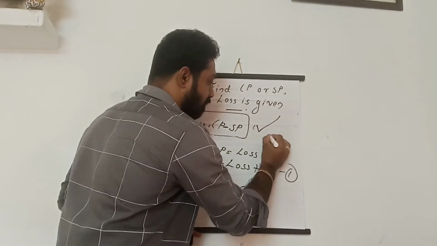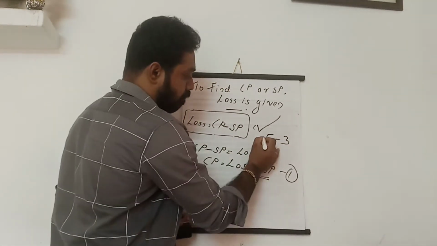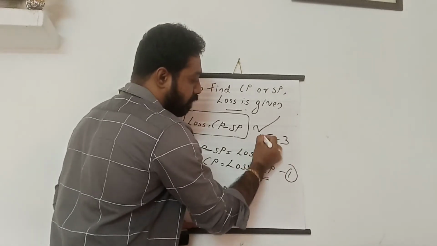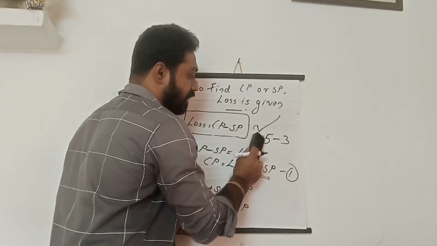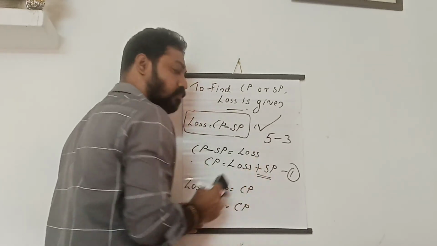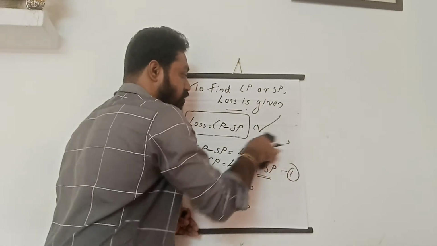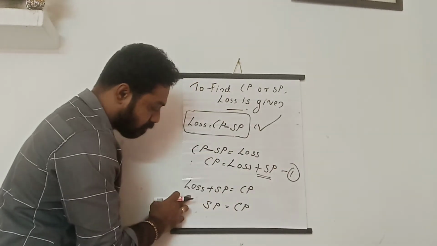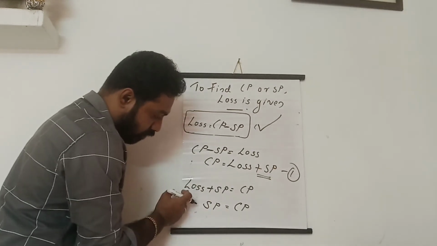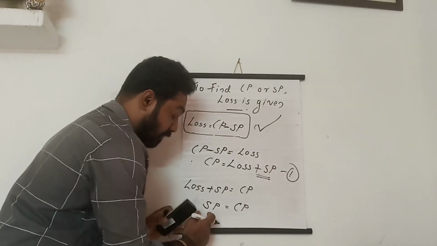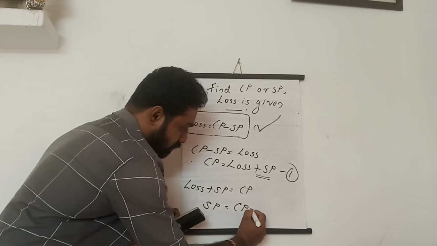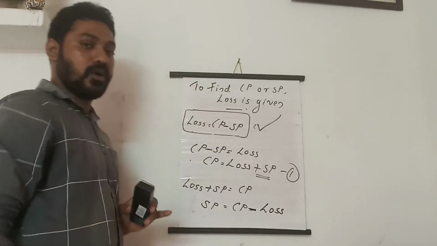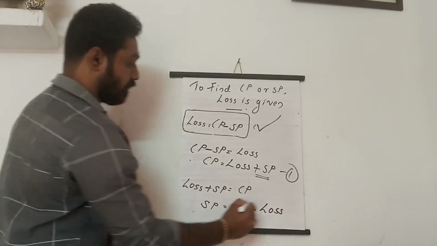For example, 5 minus 3, isn't it? Here 5 has a plus sign and 3 has a minus sign. But here we are not writing plus 5 because it is already understood that the sign of 5 is positive. That's why for positive numbers we usually do not put plus signs. So here loss is plus and we are taking loss to the other side of the equation. So we get SP is equal to CP minus loss. These are the two equations.